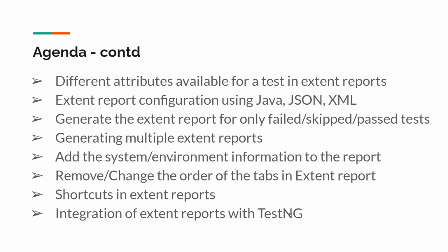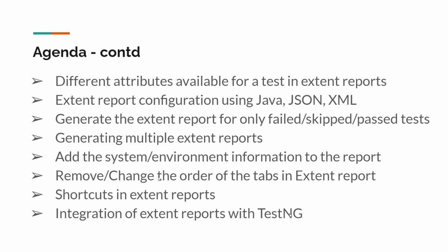And then add the system or environment information to the report. Sometimes what happens, I want to add the environment information, like on what environment I am running my test, what is my base URL and what is my browser version. All those informations I want to add to the report also, right? So how do I add that information?